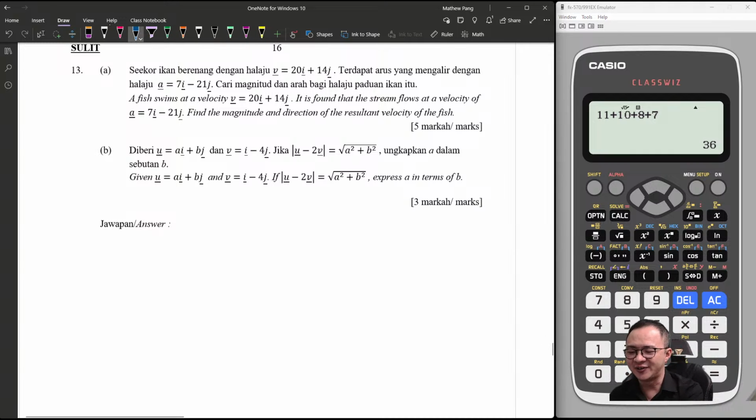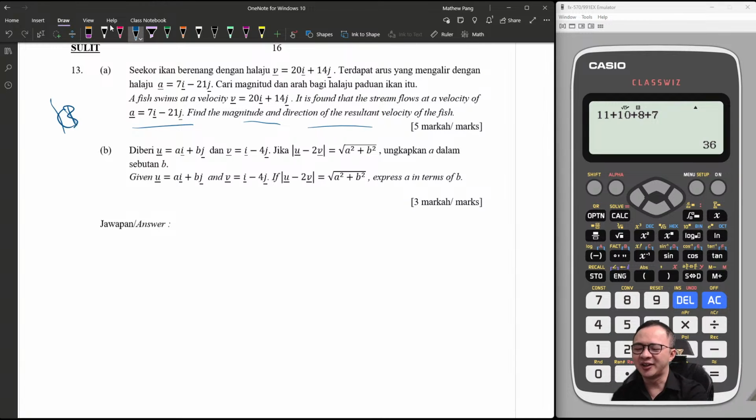Okay, relative velocity again. Okay, so we have something like velocity. A fish swims at the velocity. So it's found that the stream flows at the velocity of this one. So find the magnitude and the direction of the velocity of the fish.